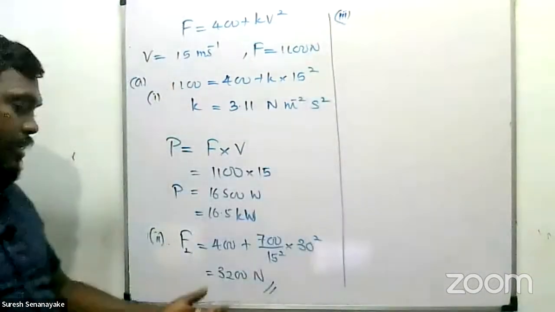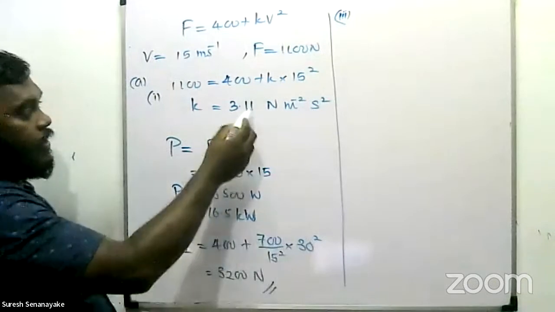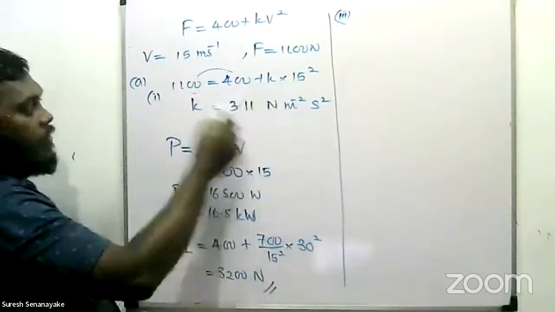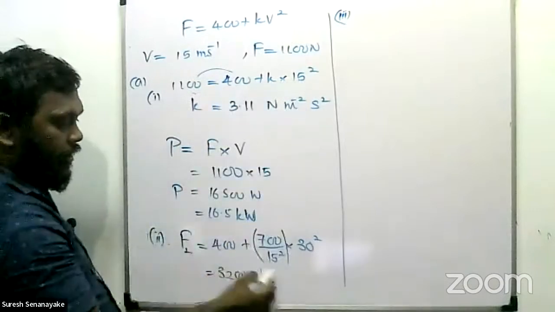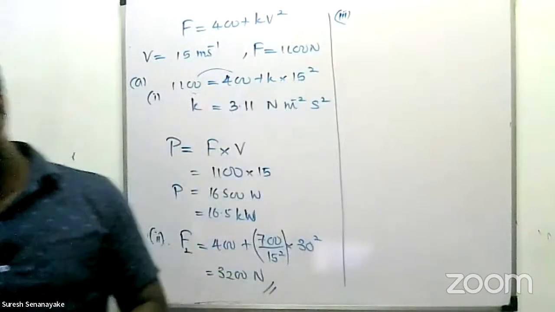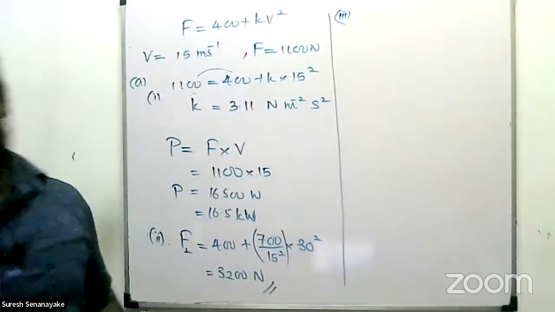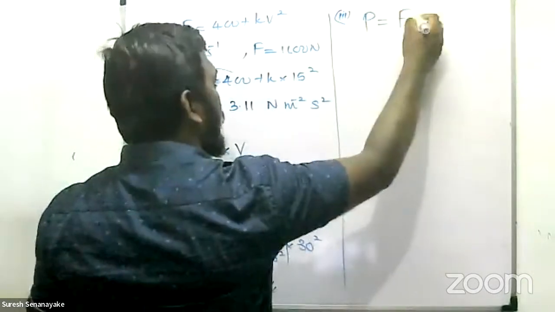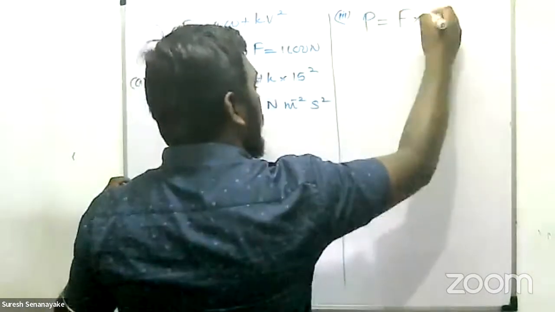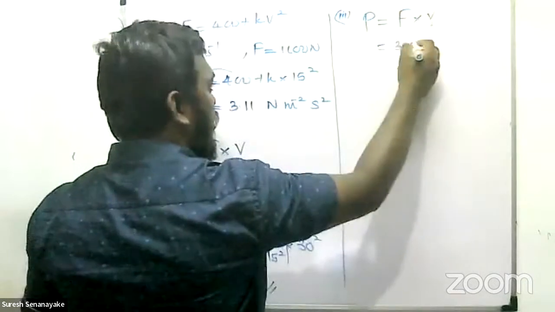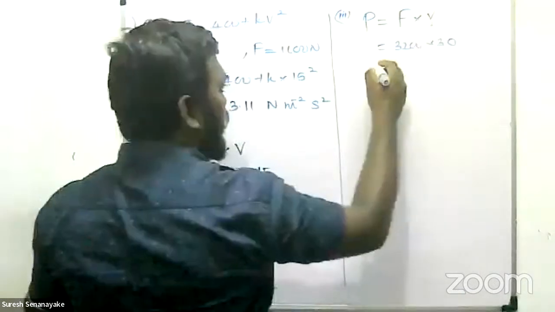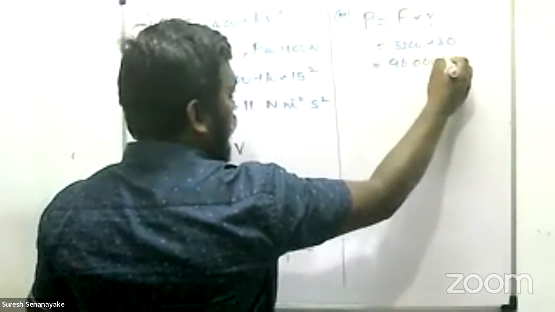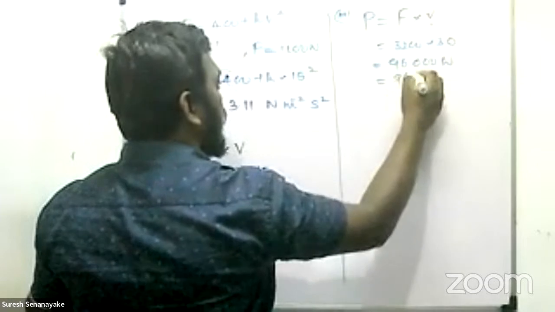I'll directly use here, when you move this 400 to this side it is 700, divided by 15 squared. This is the value of k. The power required to maintain the speed 30 is the total resistive force multiplied by the velocity. So this is 3200 multiplied by 30. So now it is 96,000 watts. What that means? 96 kilowatts.